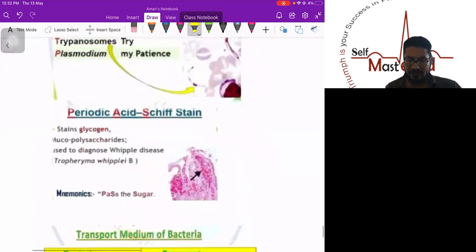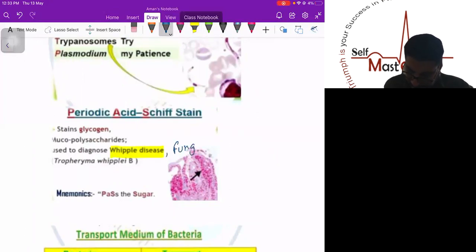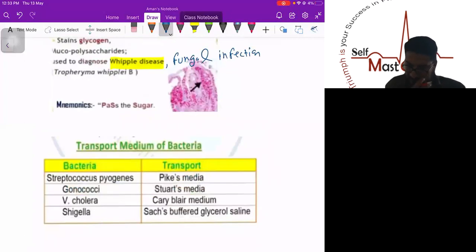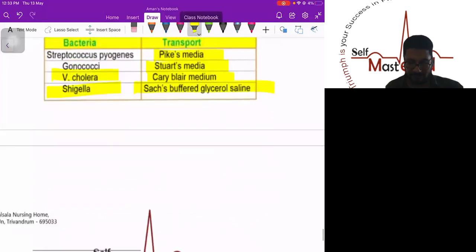What else do we have? We have periodic acid Schiff stain. That stain we use generally for fungus. Basically, remember, PAS stain is used to diagnose Whipple disease and fungal infection. Pike's media we use for Streptococcus pyogenes, Stuart media for gonococcus, Cary-Blair for Vibrio cholerae, Sach's buffered glycerol saline for Shigella.